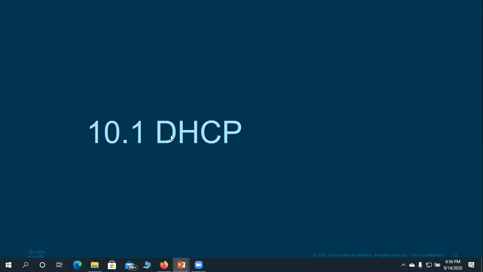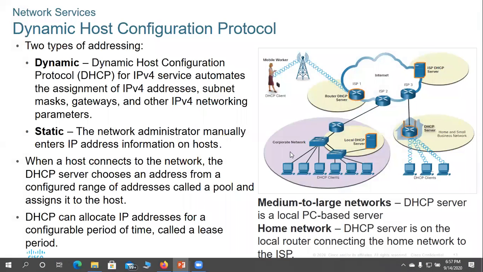DHCP, Dynamic Host Configuration Protocol. This is the protocol which is used in your organization to assign IP addresses to the computers automatically. So with DHCP, if your organization is very big, you can have your own DHCP server. But if it is smaller, then such a service, you can get it from the internet service provider.